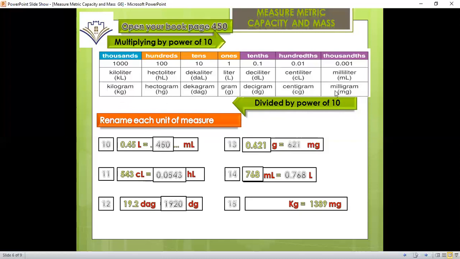Six zeros. Then 10 multiply 10 equals 100. Multiply 10, 1,000. Multiply 10, 10,000. Multiply 10, 100,000. Multiply 10, 1 million. How many zeros in 1 million? There are 6 zeros. Then we move the decimal point, divided by 1 million, so you will move 6 places to the left.